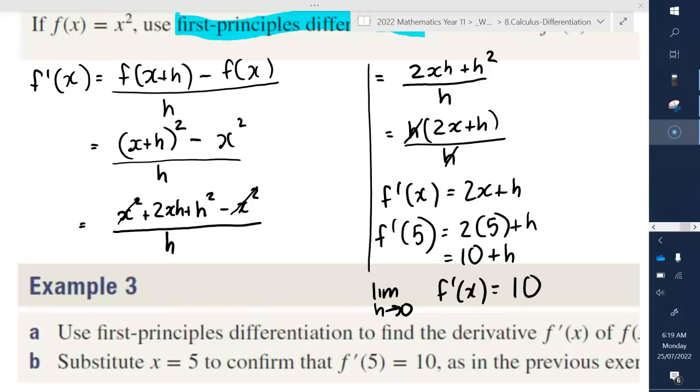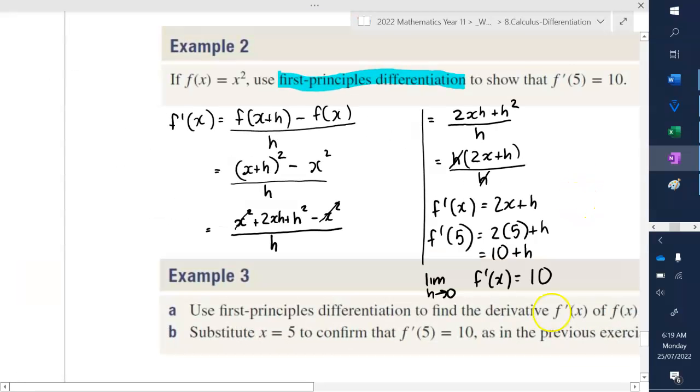We don't want h to be 0. We're not actually just subbing in 0. We still need to have a small amount of h, but h might be a tiny amount, like 0.0001, but it's not actually going to be equal to 0. Let's have a look at our next question.